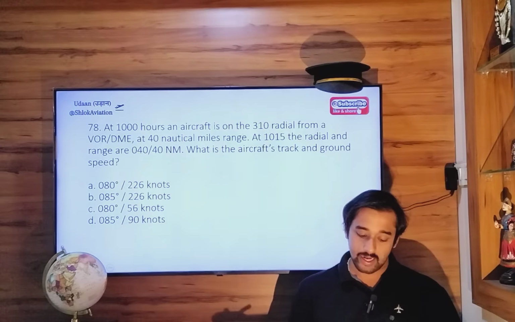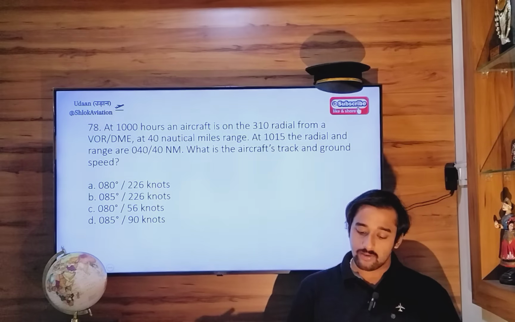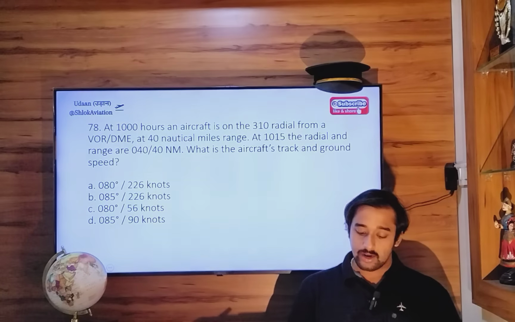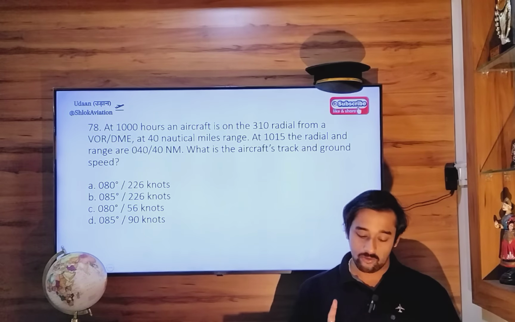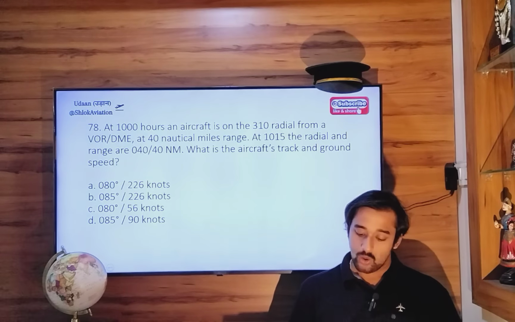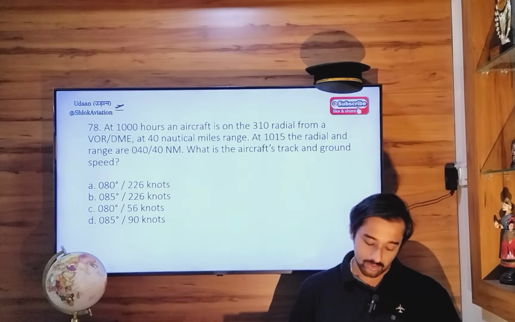Next, question 78. At 10 hours, the aircraft is on the 310 radial from a VOR DME at a 40-mile range. At 10:15, it is on a radial of 040 and the same distance, 40 miles. What is the aircraft's track and ground speed?